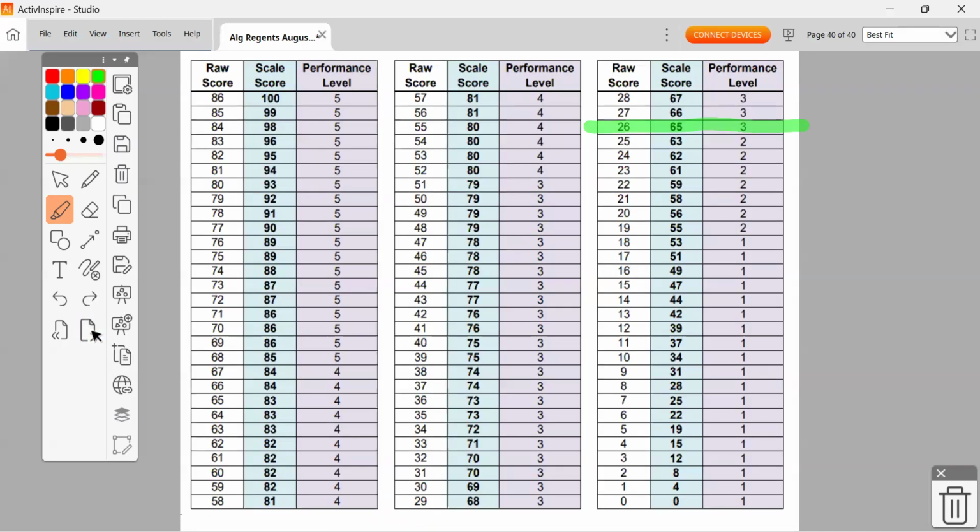So hopefully you did well on it. Raw score of 26 to get a 65.